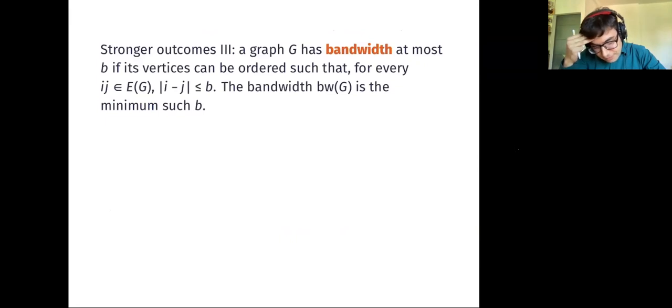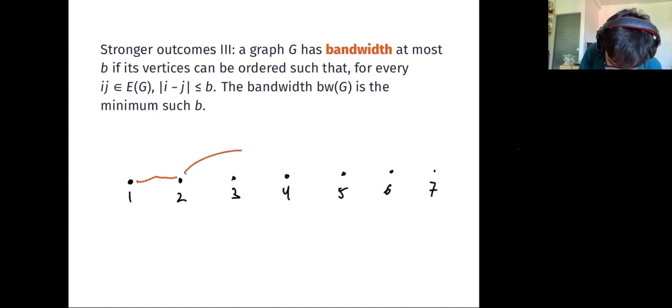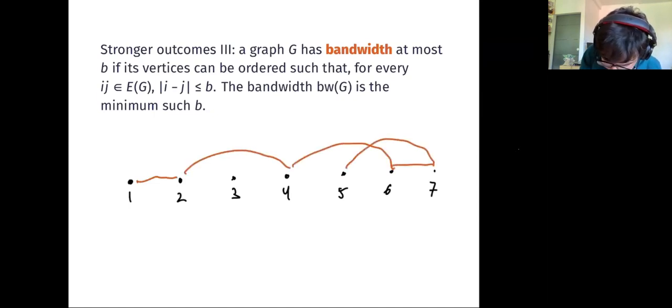And so I will talk only very briefly about the bandwidth condition. I will say that a graph has bandwidth at most b if I can order the vertices of the graph in such a way that no edge is long according to this ordering, right? So for every ij which is an edge, the distance between i and j is at most b. And the bandwidth of the graph is the minimum possible such distance. So if I wanted to have, for instance, the bandwidth of a cycle, we can see that cycles have a bandwidth which is at most 2, because I can order the vertices of a cycle to do something like this.